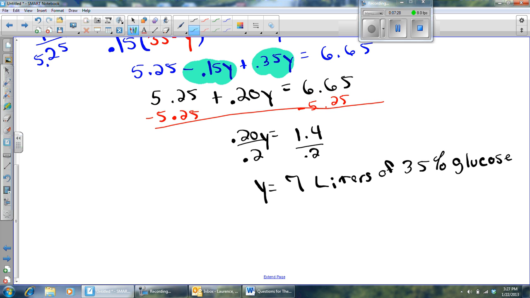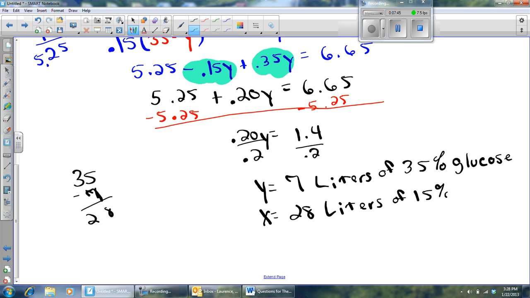And then to figure out the other one, I'm going to take 35 minus 7, and I'm going to get 28. And so that X is going to equal 28 liters of the 15% glucose.